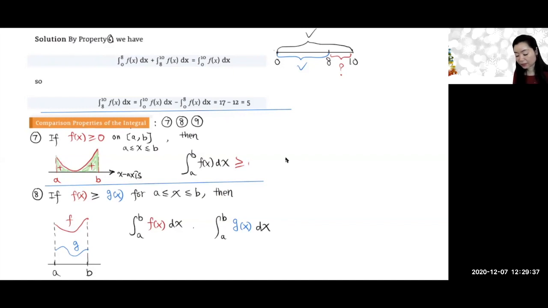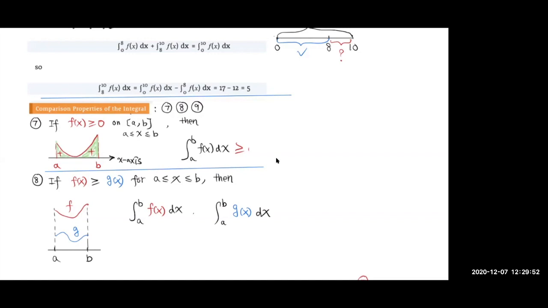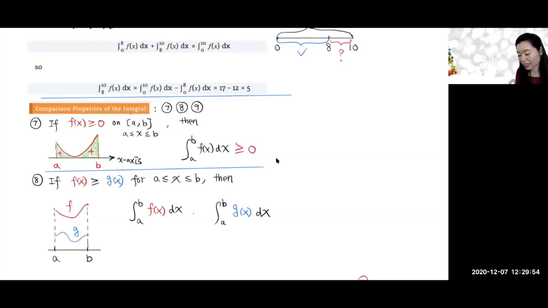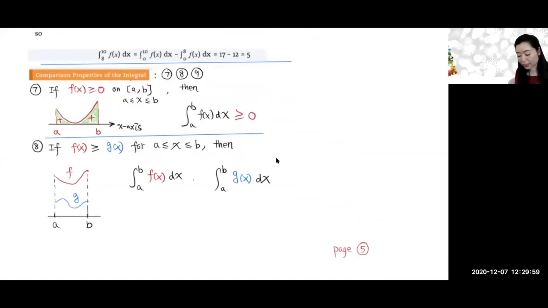Then what can we say about the integral of this function? What can we say about the area under the curve? Is it going to be positive? Could that be negative? No, it can never be negative. So it's always greater than or equal to 0. So you can have a positive function whose integral is always greater than or equal to 0.